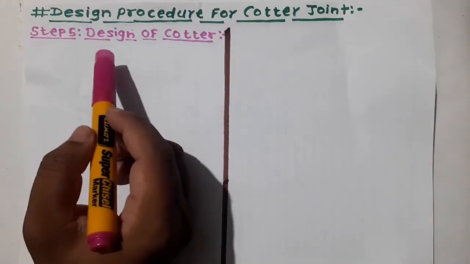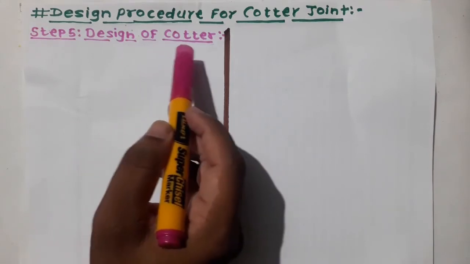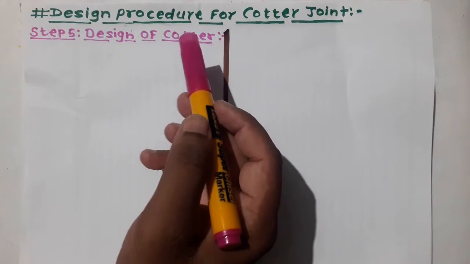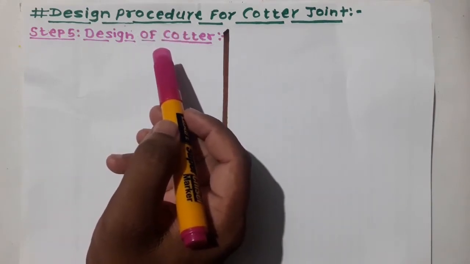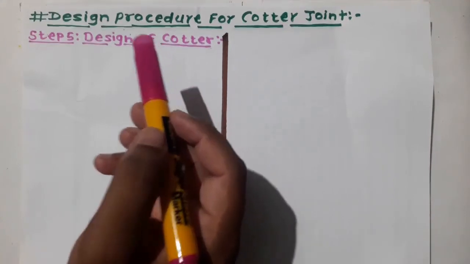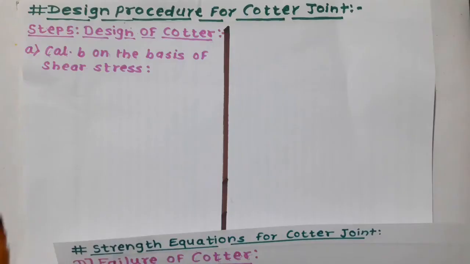Now let us go to step number 5, where we have to design the quarter. While designing the quarter we have to find out the mean width of quarter, that is small b. This small b can be determined on two bases: first on the basis of shear stress and second on the basis of bending stress. So let us go through these two sub-steps.